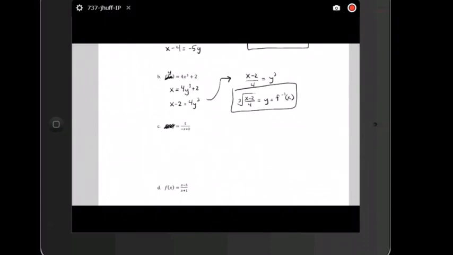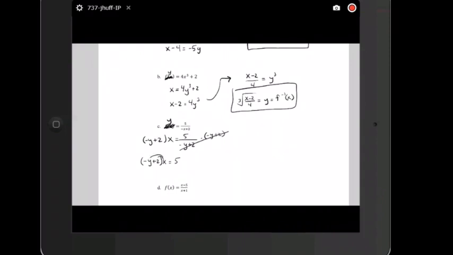So for part C, switch the place of x and y. Now we have a fraction, and solving equations with fractions isn't what most people like to do, so you can clear the fraction by multiplying both sides by the denominator. So now we have negative y plus 2 times x equals 5, and now we've got to solve for y.